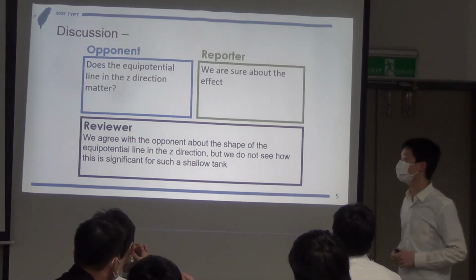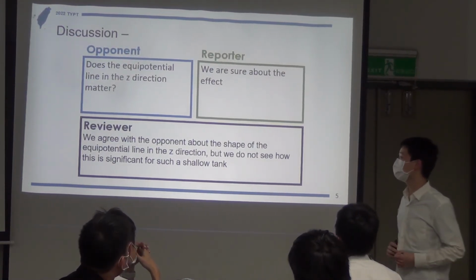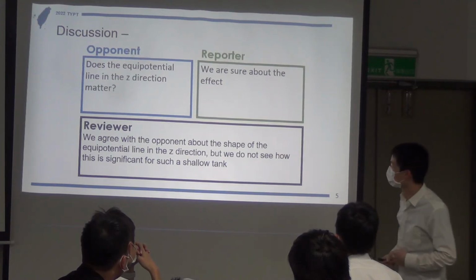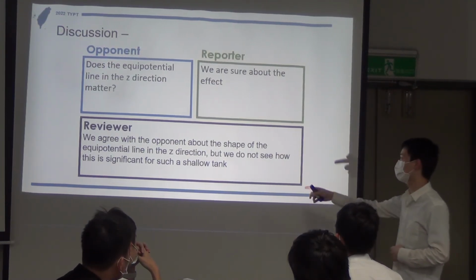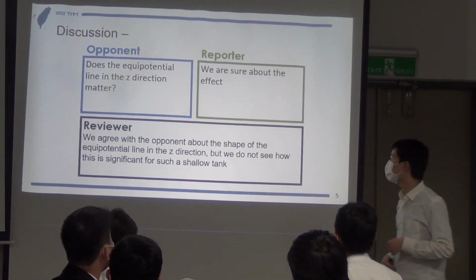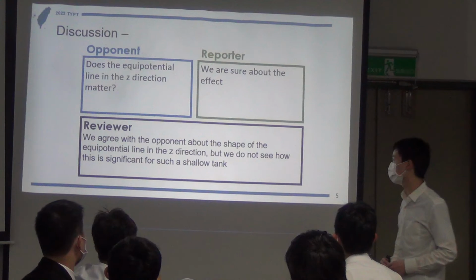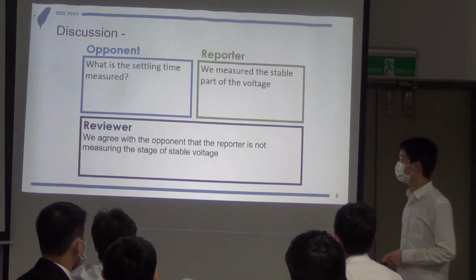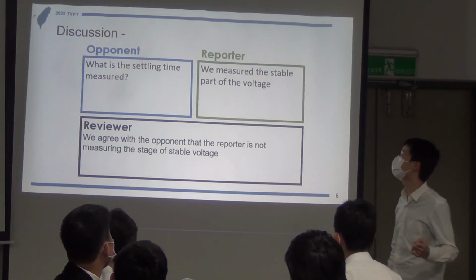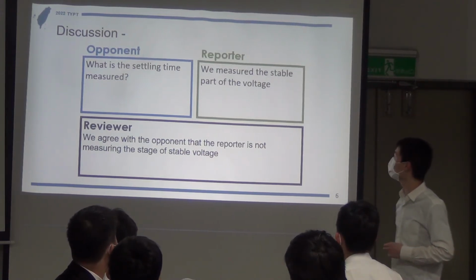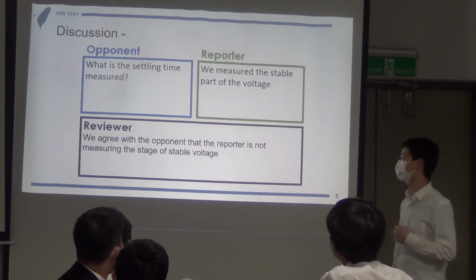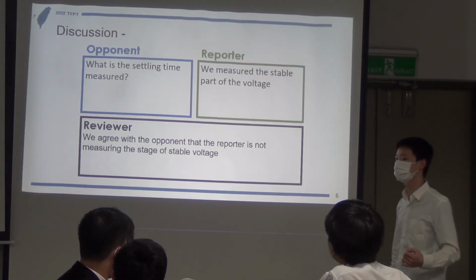For the discussion, the opponent first asked, does the equipotential line in the Z direction matter? The reporter said they are not sure about the effect. The reviewer agreed with the opponent about the shape of the equipotential line in the Z direction, but we do not see how it is significant in the shallow tank. Next, the opponent asked what settling time measured. The reporter said they measured the stable part of the voltage. The reviewer agreed with the opponent that the reporter is not measuring the stable voltage.